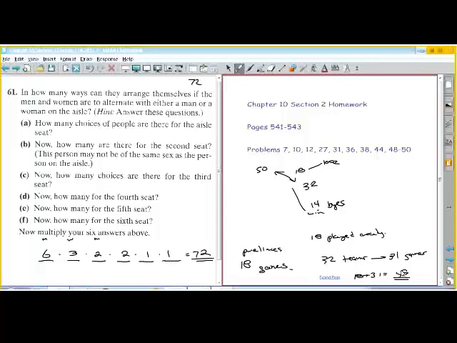What was the other one? 57? 50, 54? 51? 54? 57. Okay.